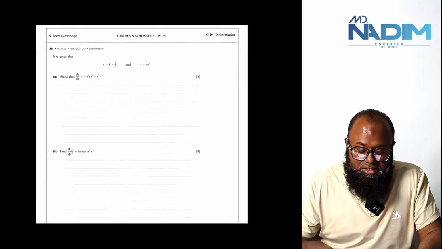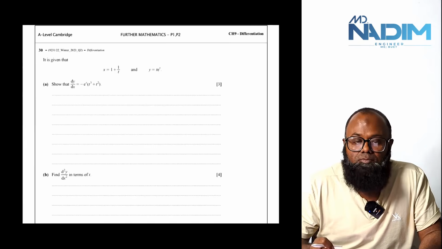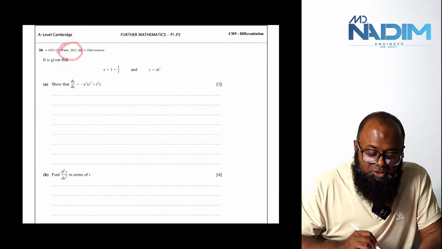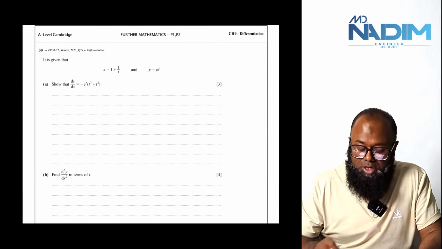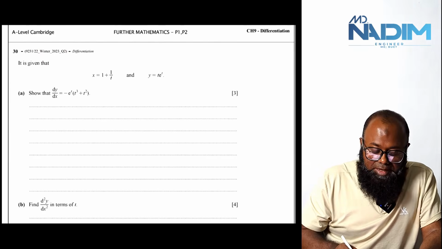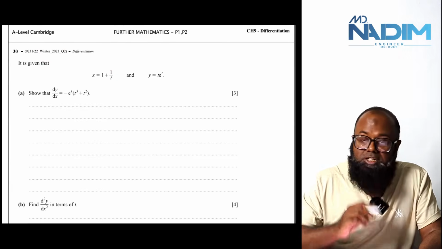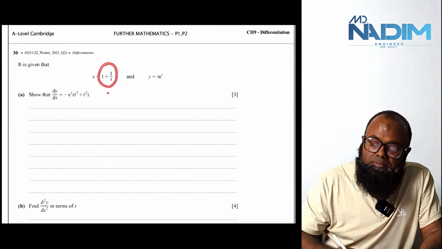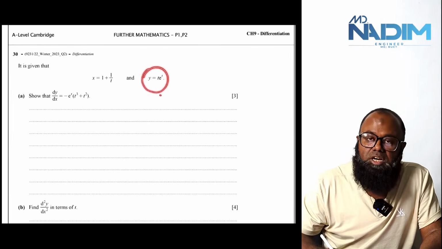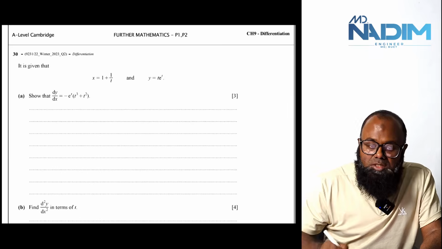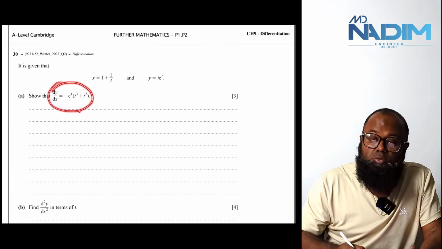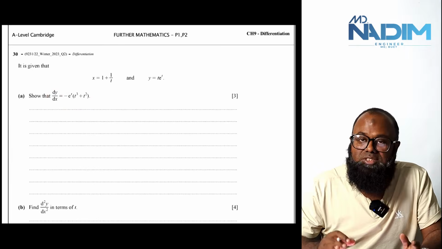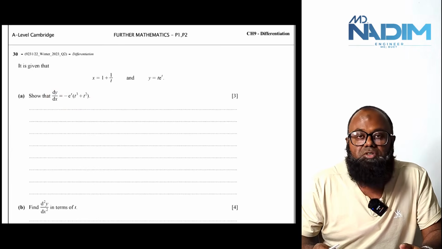Now let us look at a sum from the question paper. This is a sum taken from winter 2023 and it is question number 2. You can see here that an equation is defined parametrically where x is equal to 1 plus 1 over t and y is equal to t times e to the power t. You are asked to show dy by dx is equal to this. So to do this part, the concept from P3 is enough.